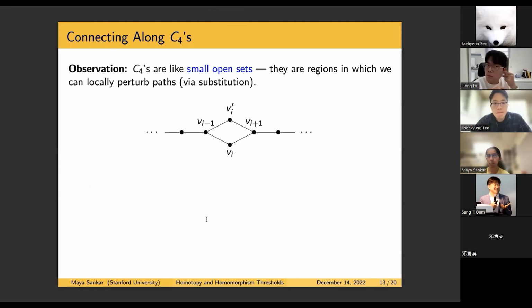So I'd like to switch gears now and talk a little bit about some of the proof techniques I used. One of the key observations is that C4s in this graph topological setting behave a lot like small open sets, in the sense that open sets are regions in which we can locally perturb a loop or a path in a space. Similarly, substitution lets us locally perturb any closed walk by taking two edges of a C4 and replacing it with the other two edges of a C4.